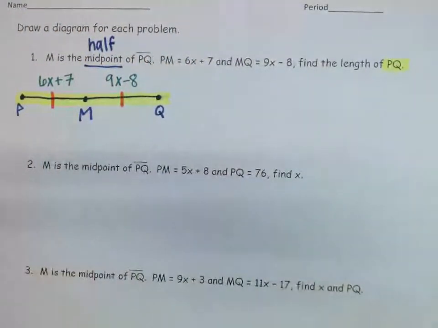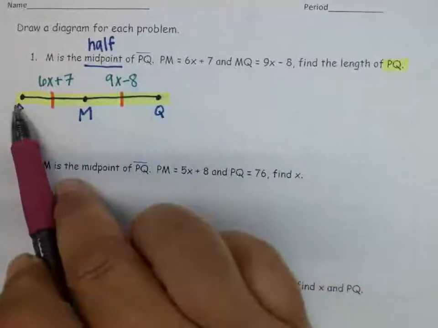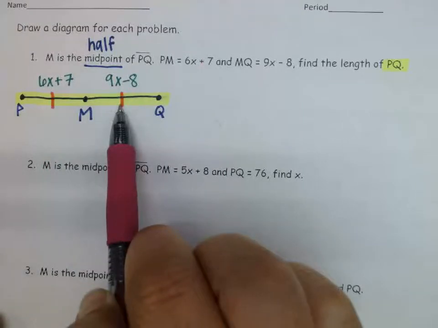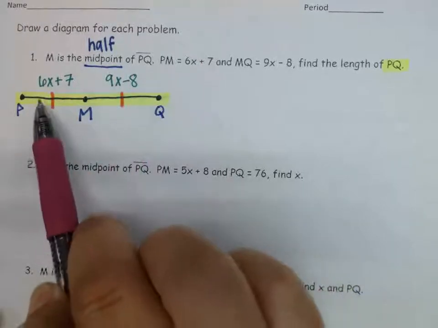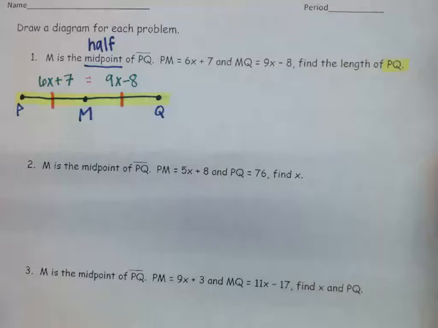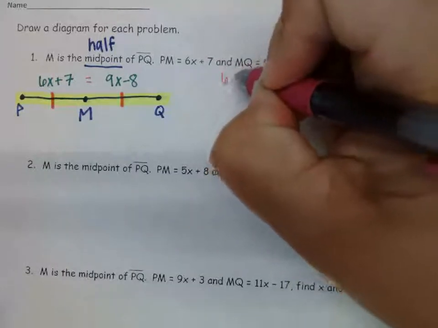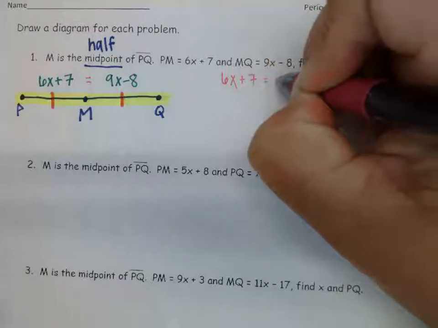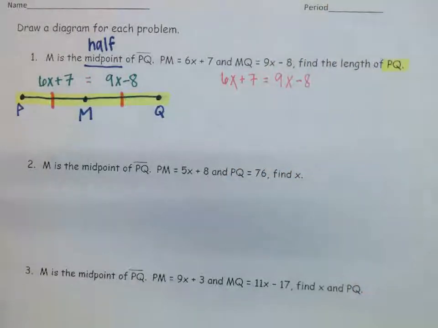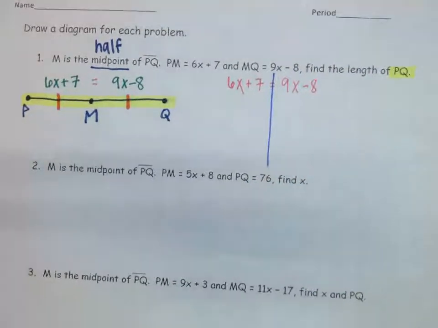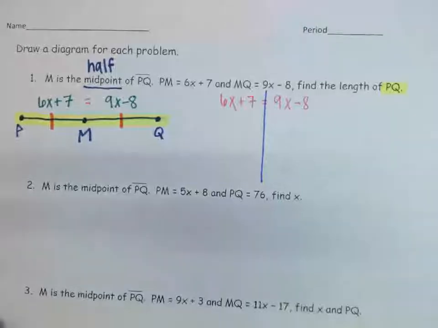Well, tell me something. They want us to find the whole length. What do you notice about these two lines? They're similar, which means that this is equal to this. So you are going to set these two expressions equal. So 6x plus 7 equals 9x minus 8. I'm going to draw a line down the middle, and I'm going to solve for x so that I can find the value of PQ.